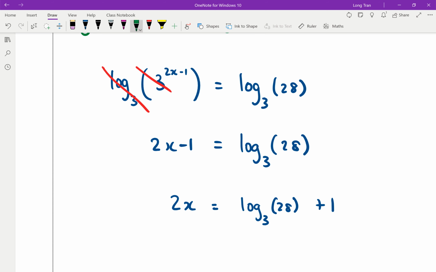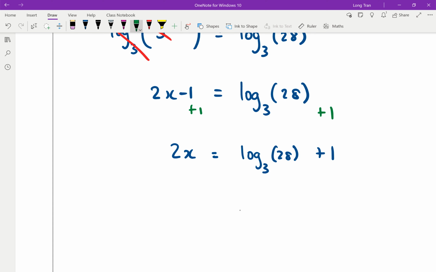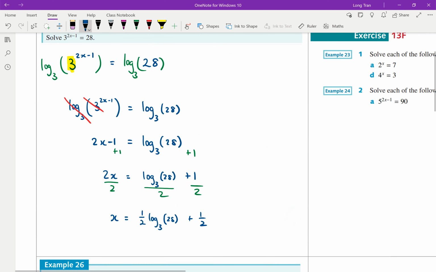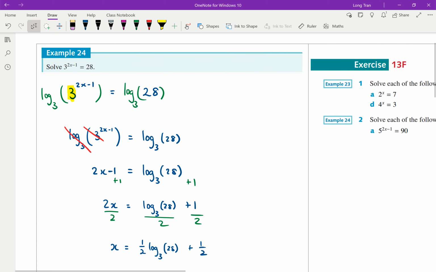I'm just going to write here plus 1, just balancing the equation. And then over here, I'm going to divide by 2 on both sides. You've got to divide every term. And so now x is equal to half of log base 3 of 28 plus half. So that's your exact value for this exponential equation.